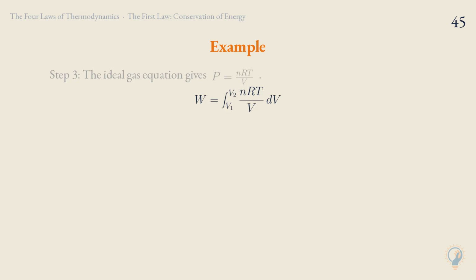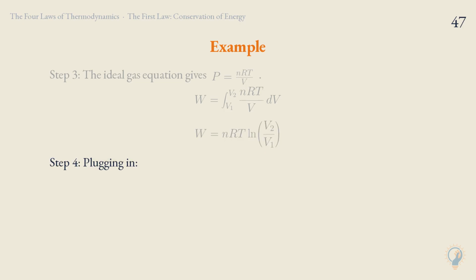Substituting P equals nRT over V into equation 4, we find W equals the integral from V1 to V2 of nRT over V dV. Thus, the integral reduces to W equals nRT times the natural logarithm of V2 over V1.